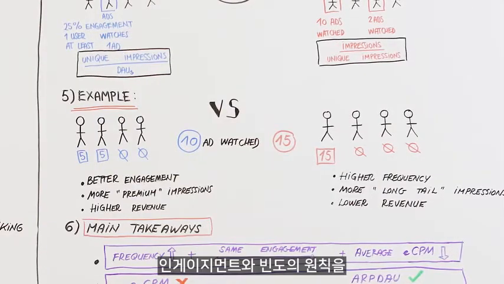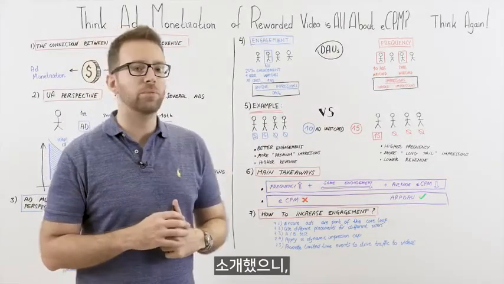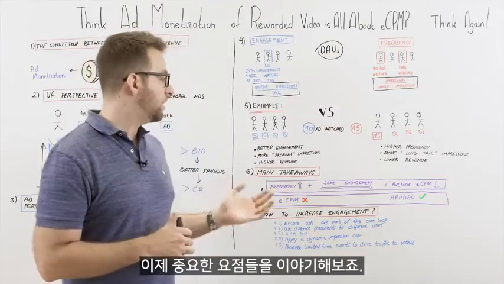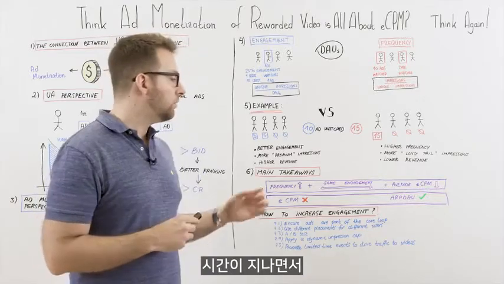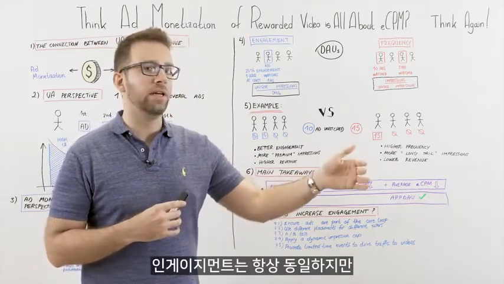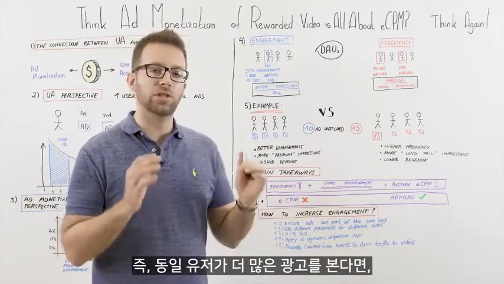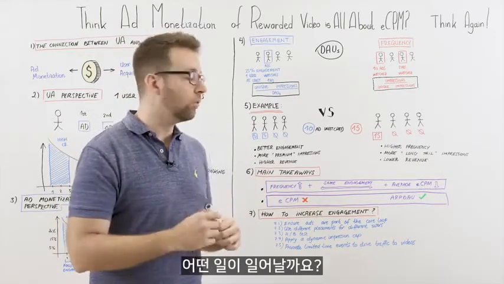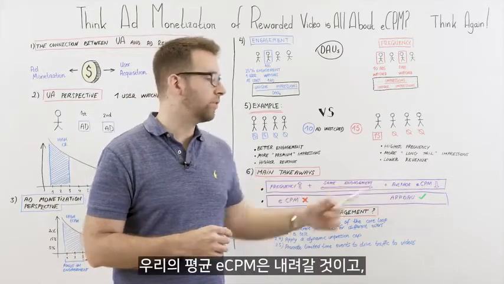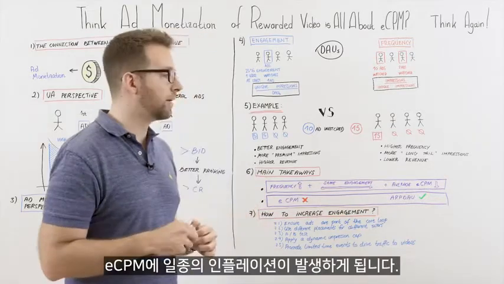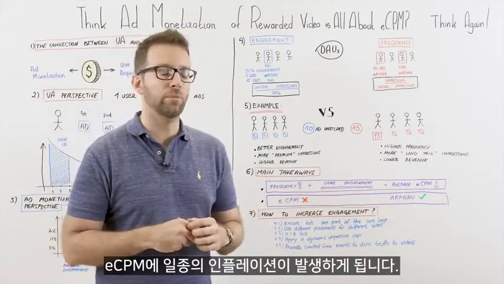So as we introduce the principle of engagement and frequency, let's talk about the main takeaways here. So if in our app, over time, the engagement will always be the same, but we are increasing the frequency, so the same users are watching more ads, what's going to happen is that our average eCPM will go down. There will be some kind of inflation on our eCPM.